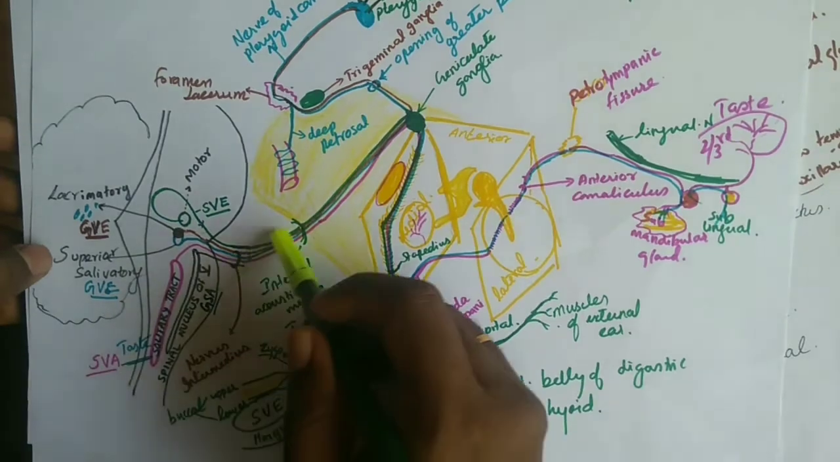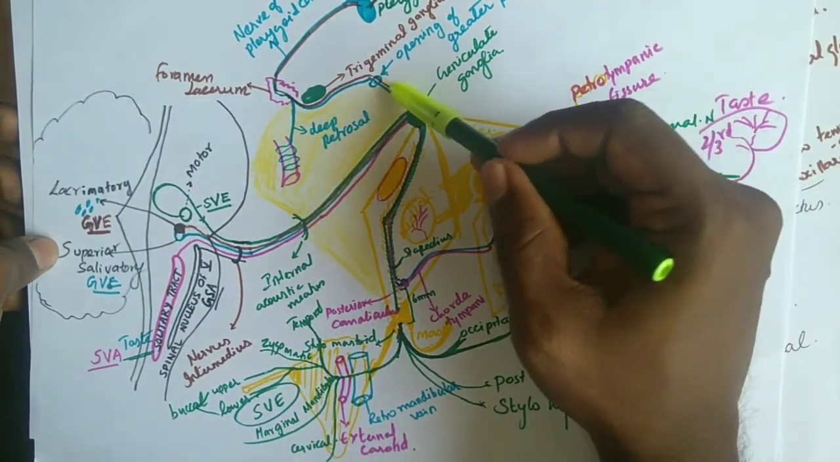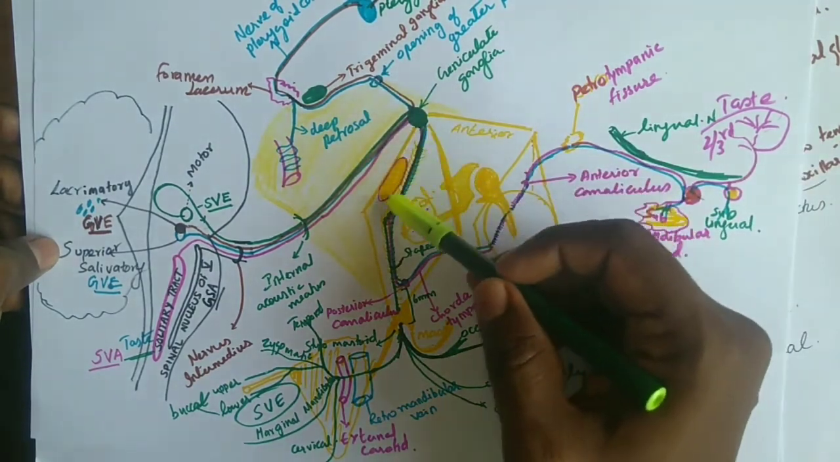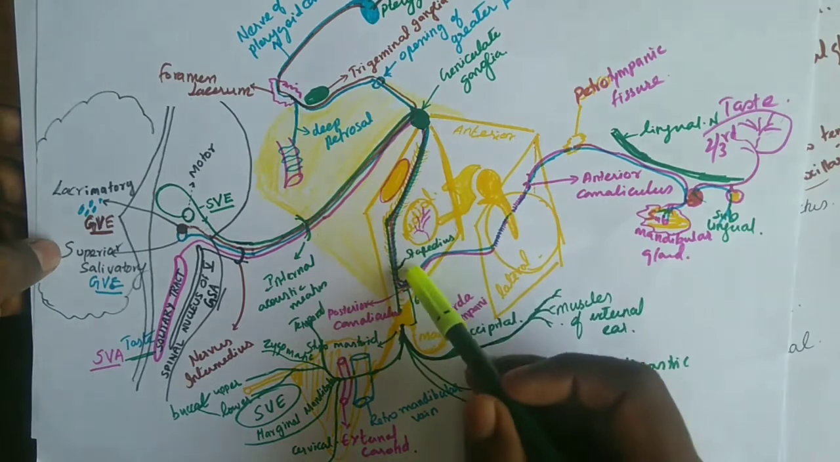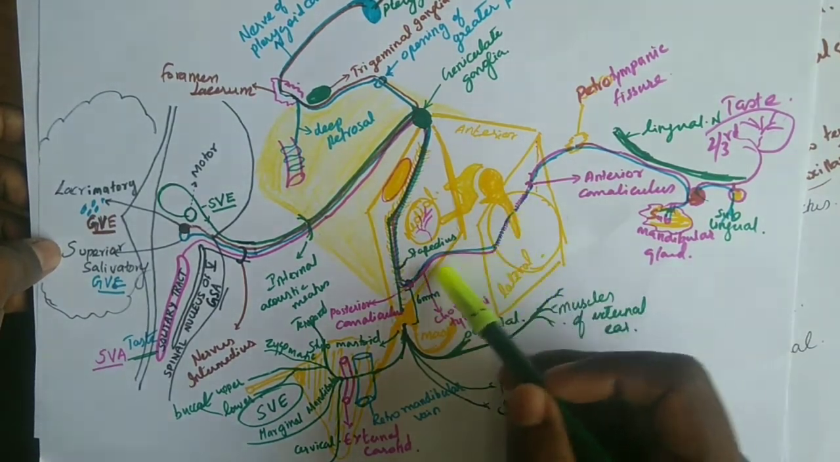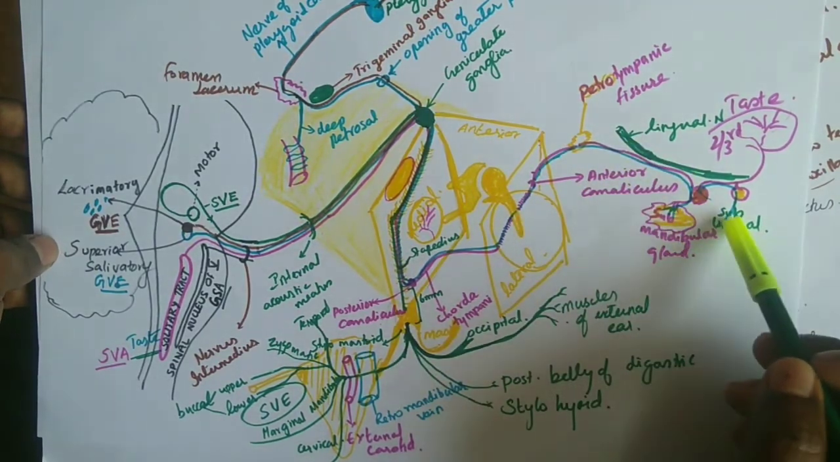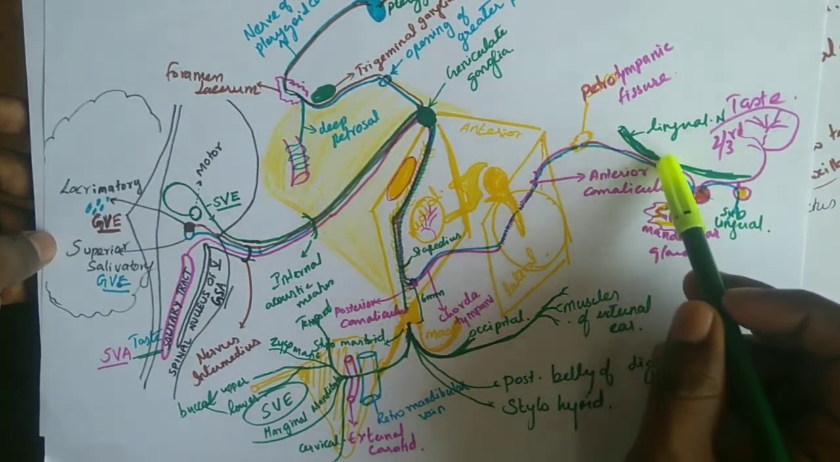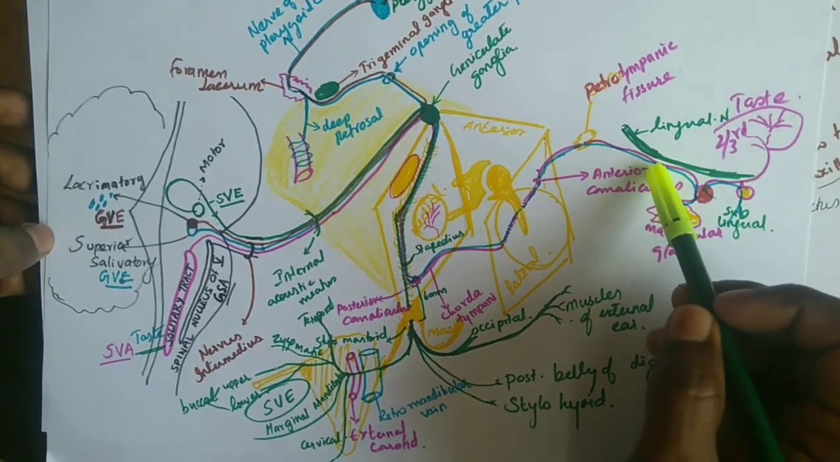Now we'll summarize all the branches once more. From the geniculate ganglion, we have the greater petrosal nerve. Then from inside the middle ear, it gives a branch to the stapedius, and it gives a branch called the chorda tympani, which will be supplying the submandibular and sublingual glands, and also carries the taste sensation from the anterior 2/3 of the tongue.